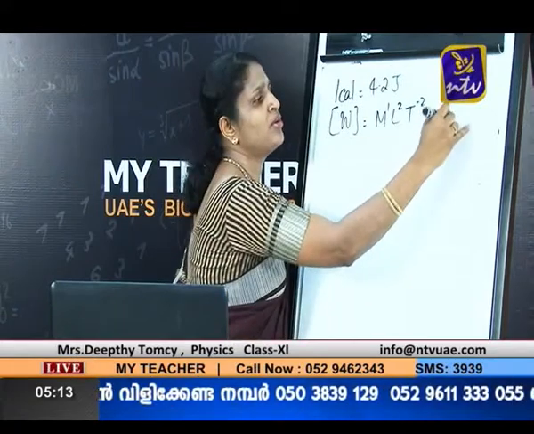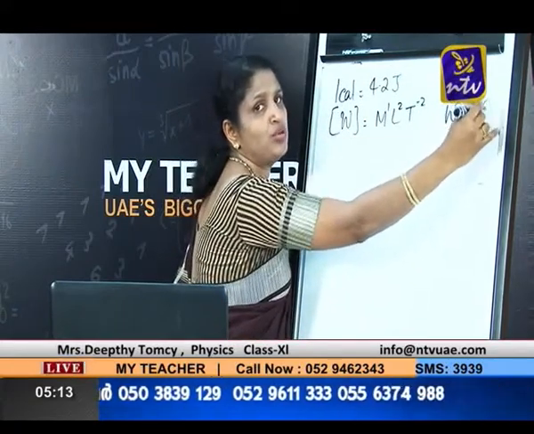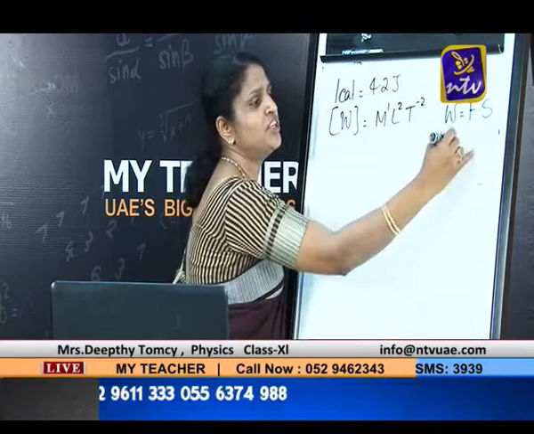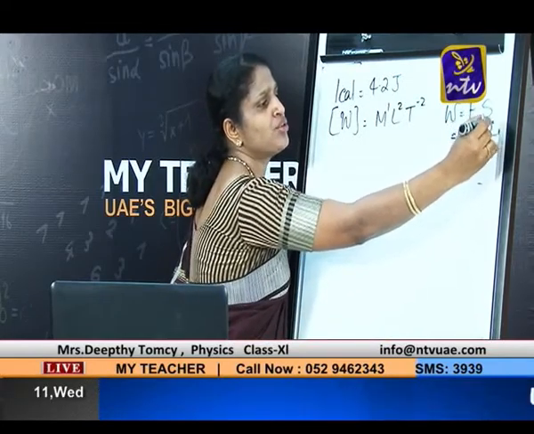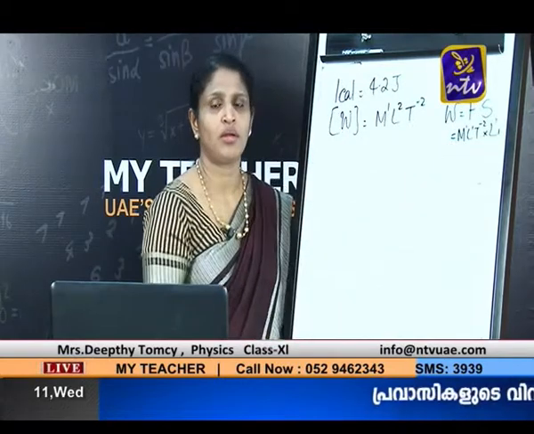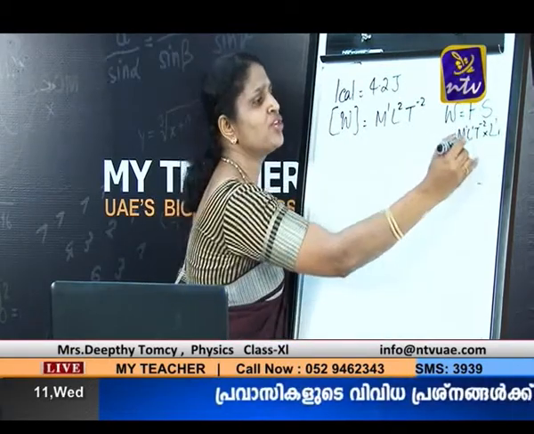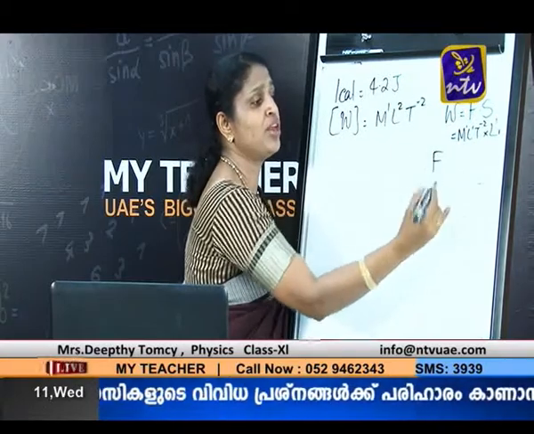We can get the dimensions of work from the formula force into displacement. Force is M L T raised to minus 2, into the dimensions of distance, L raised to 1. How do we get the dimensions of force as M L T raised to minus 2?